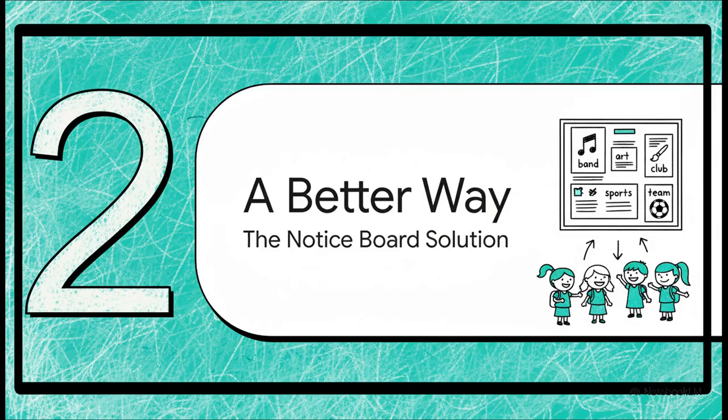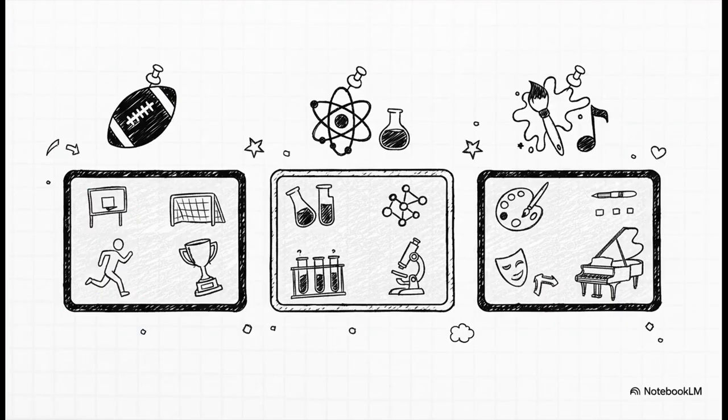So obviously, the school admins figured out this system was totally broken. They needed a better way. And what they came up with was incredibly simple, but honestly, pretty brilliant. All they did was this. They put up a few dedicated notice boards. There was one just for sports, another one just for science, and a third one just for the arts club. Such a simple change, but the impact was massive.